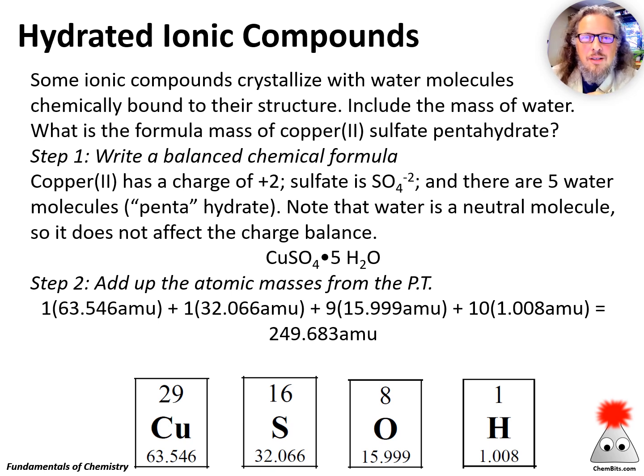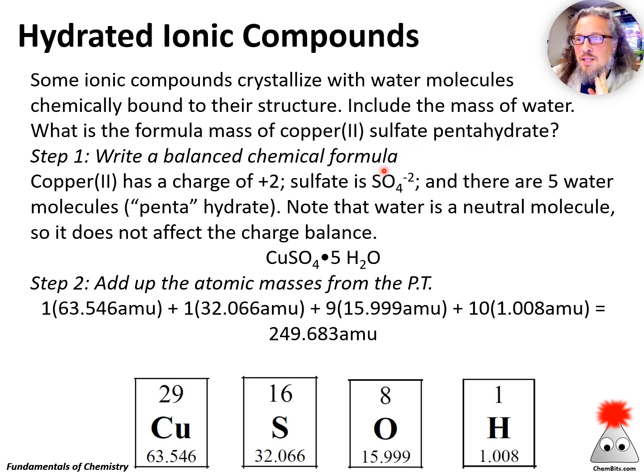They're not just like damp, wet to the touch. They actually have chemically bound water molecules, a specific number of chemically bound water molecules in the chemical formula. So that's not any more difficult than the other ones. The step that trips us up is, again, just writing that balanced chemical formula. So what is the formula mass for a hydrated ionic compound, copper(II) sulfate pentahydrate?